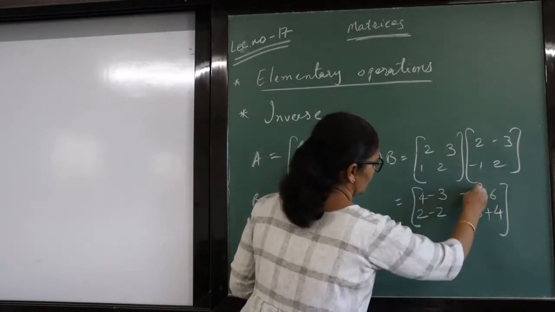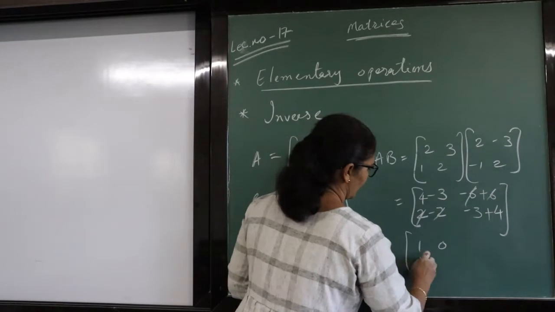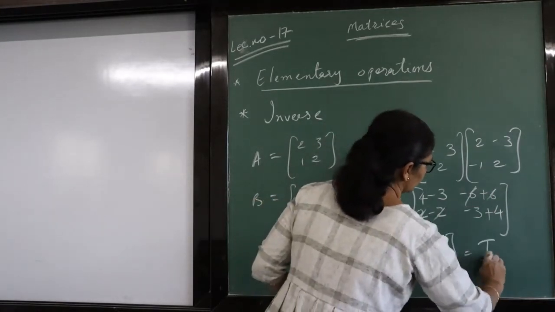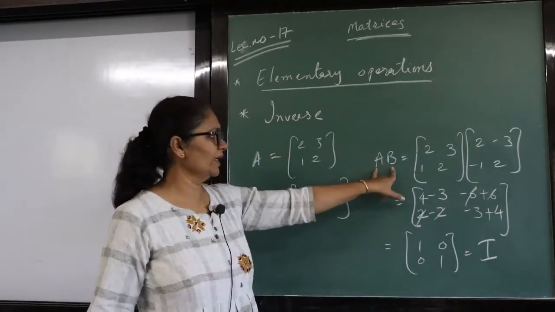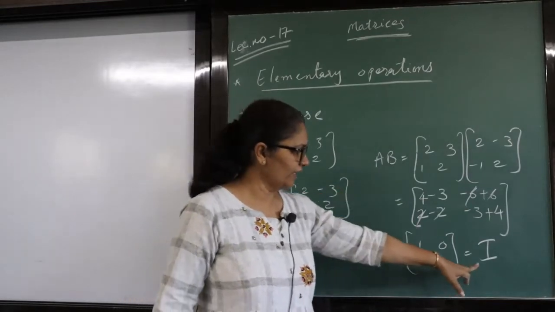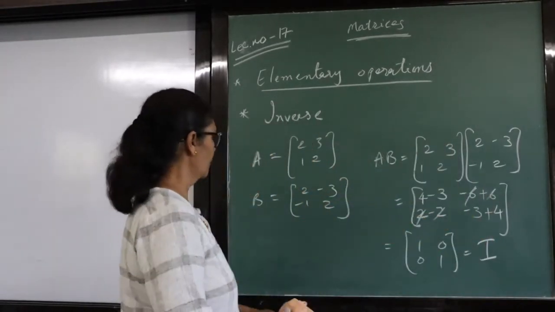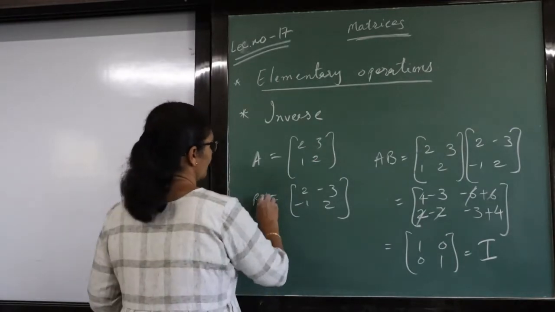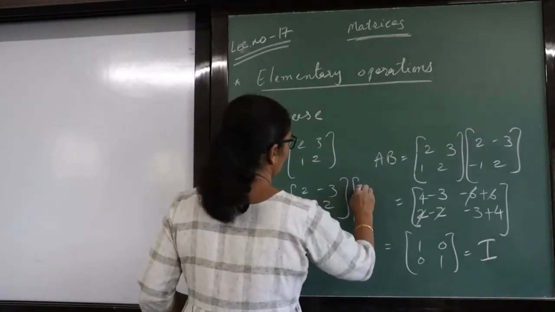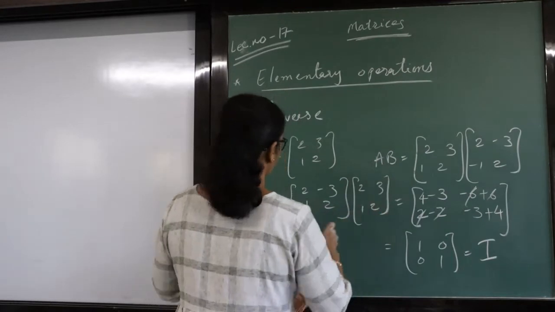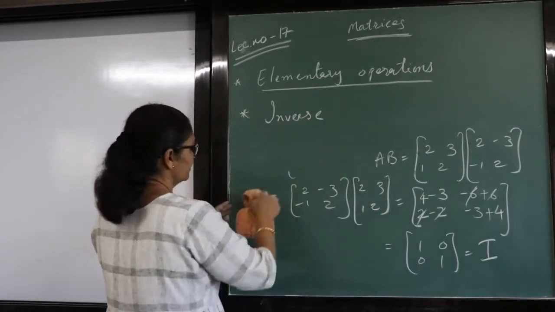Now let's check. 1 0, this will be cancelled, this also cancels. What do you get? Identity matrix. When you multiply A with B, you get the identity matrix. Similarly you have to check BA also. So let's check BA. Here only I write 2 3 1 2.